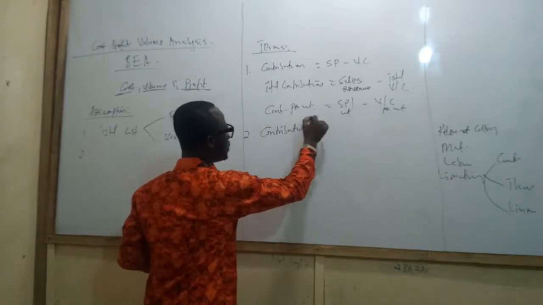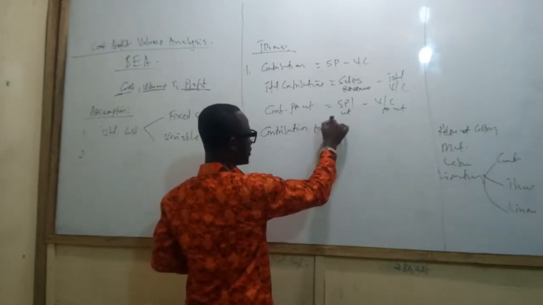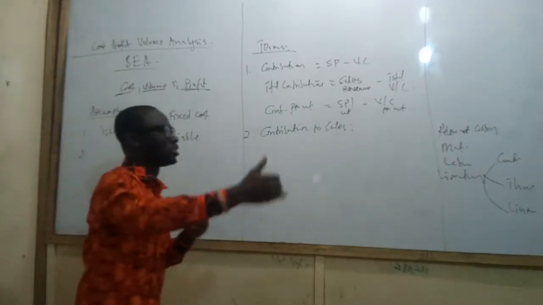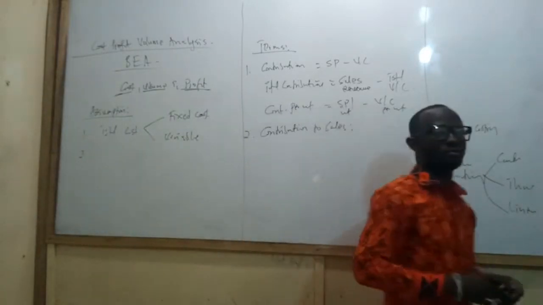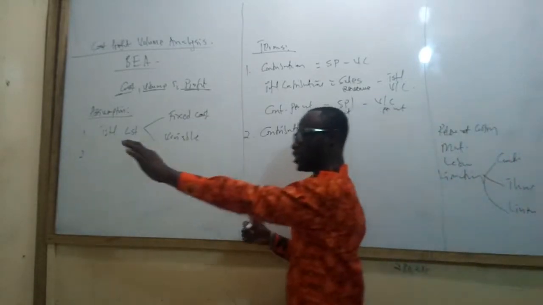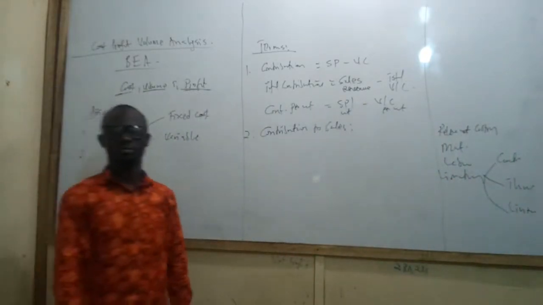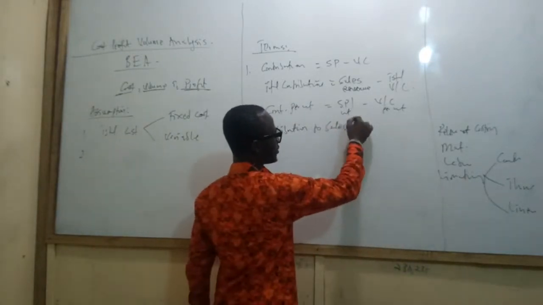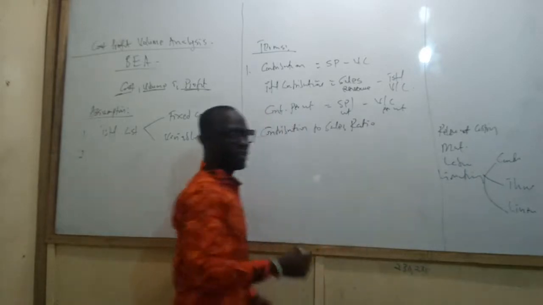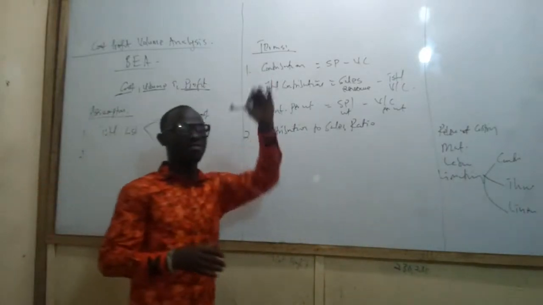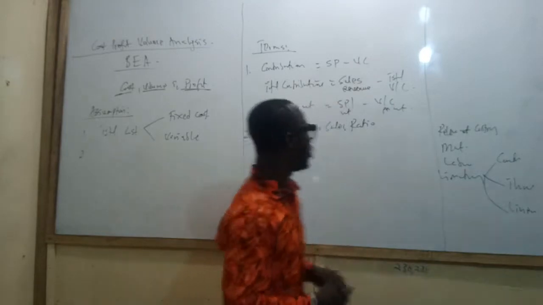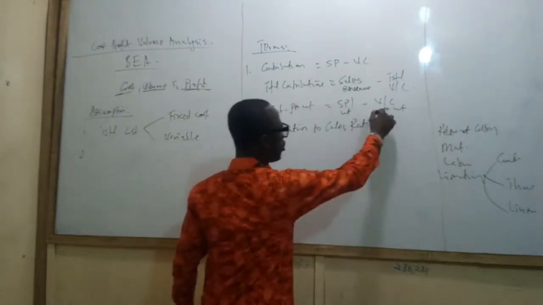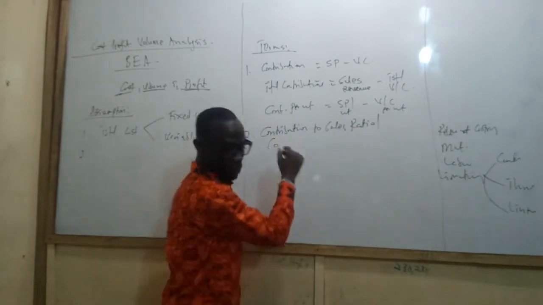Now here you're going to listen to the name, then you answer the question. Contribution to sales ratio. When we say contribution to sales, what comes to mind? Contribution on sales. Contribution divided by sales. That's correct. So contribution to sales, which is sometimes also called contribution volume ratio.